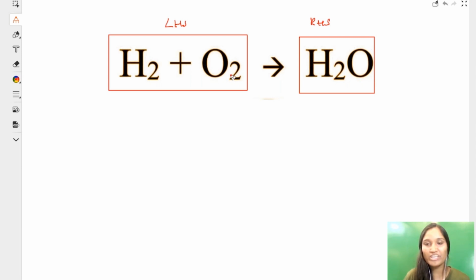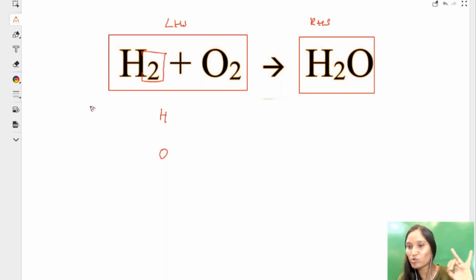Okay. What all do we have on the left hand side? On the left hand side I have hydrogen, I have oxygen. But how many? How many hydrogens are there on the left hand side? There are 2 hydrogens, right? But how do we get to know the number?